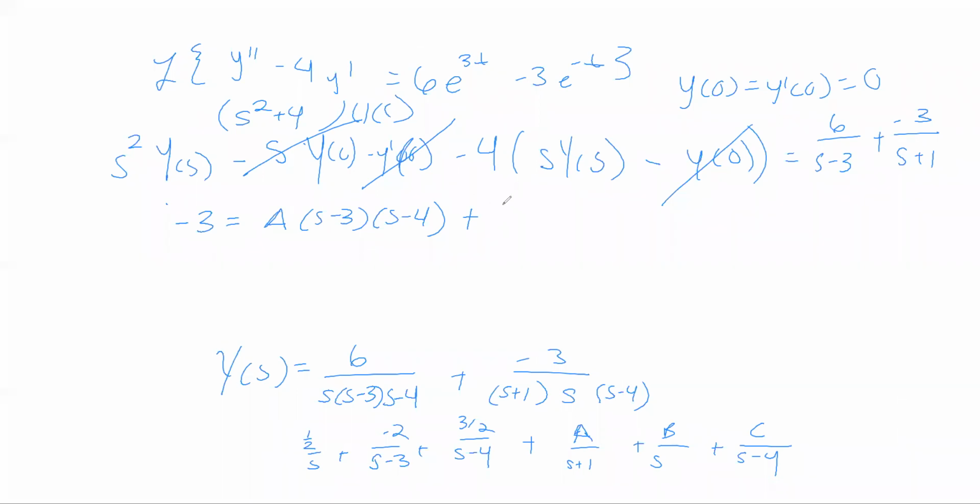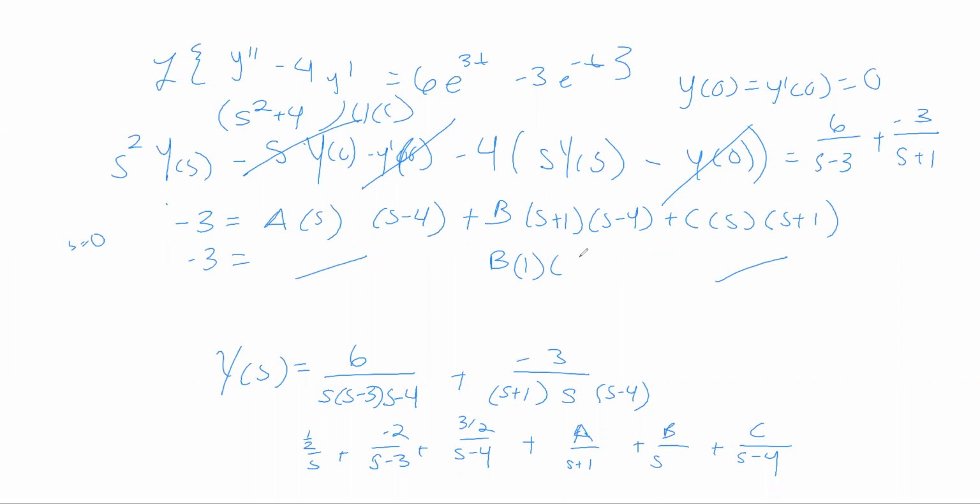So then I have B, so this should be S instead. And then I have B being multiplied to S plus 1 and S minus 4, and then C being multiplied to S and S plus 1. So then I'm going to go ahead and plug in 0 again. So I get -3, this is going to go away, and this is going to go away. And then when I plug in 0, I end up with 1 and -4. So then I would divide it over, so B is equal to 3/4.